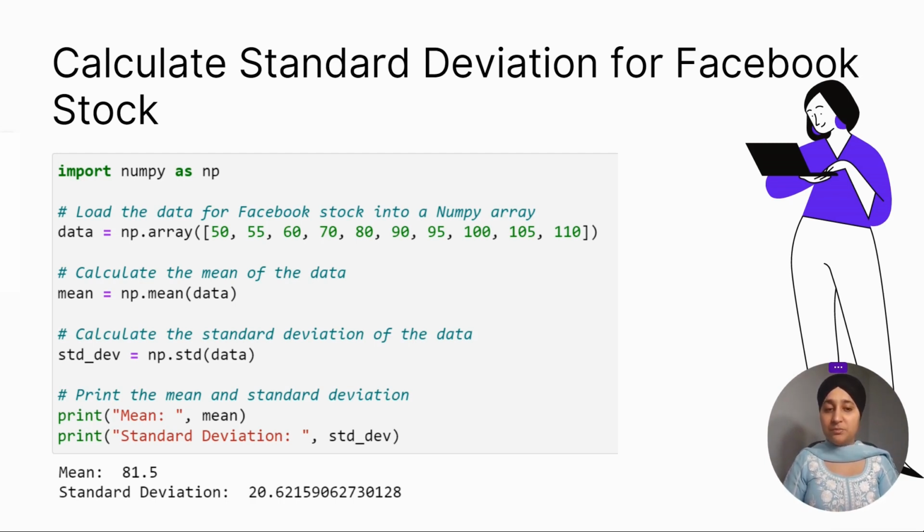So when we print the mean and standard deviation, you can see the mean is 81.5 and the standard deviation is 20.621. So you can see here the standard deviation is quite low. So the risk involved in this kind of data, or in this kind of Facebook stock market, is less. So in this case, I think if it is low or moderate, you can invest here. I hope it is interesting.